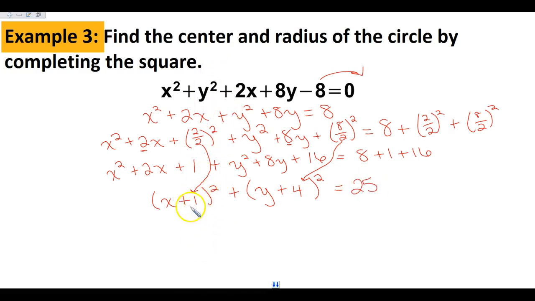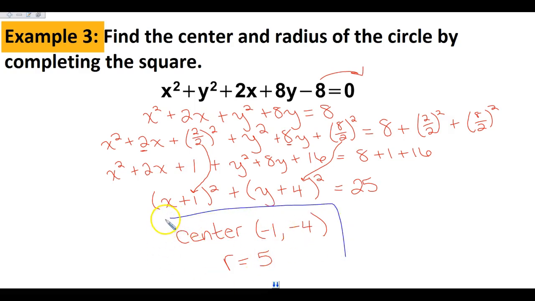So now again, my center: this is x minus a negative 1, so it's negative 1 for my x, and then y plus 4 is y minus a negative 4, so it's negative 4 for my y. And then my radius, remember that this is r squared, so when I square root that, I'm going to get 5. Okay, so this is my center and radius of the circle whose equation is given to me.